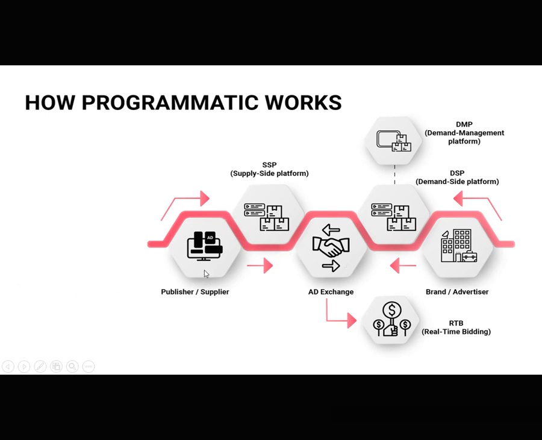The publisher puts their ad inventory for sale via a supply side platform. The supply side platform connects to an ad exchange for real-time bidding. Then the brand and advertiser also connect with the SSP and ad exchange via a demand side platform. And if they want to run their campaign on segmented ad data, then a DMP is used, which is a data management platform, for showing a particular type of ads in a geo-targeted, gender targeted, or any device targeted advertisement.